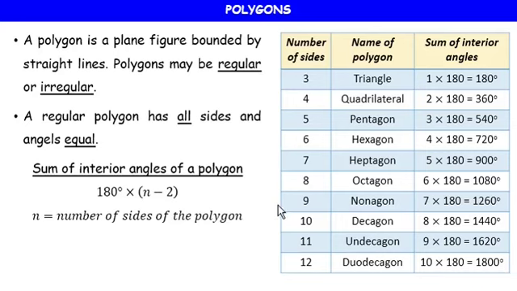So that is that for the various types of polygons and their sum of interior angles. Alright, let's proceed.